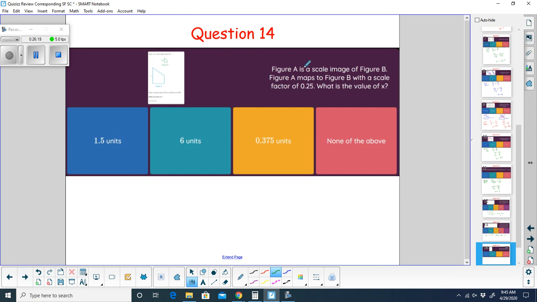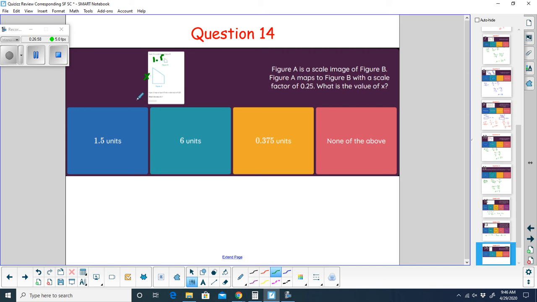Figure A is a scaled image of figure B. Figure A maps to figure B with a scale factor of 0.25. What is the value of x? I know this is really hard to see, but if you did it on the problem, you would see that this is 1.5 over here, and this is A to B. So this side here is 1.5, and this side here is x. All right, so we know this times 0.25 would give me that, right?